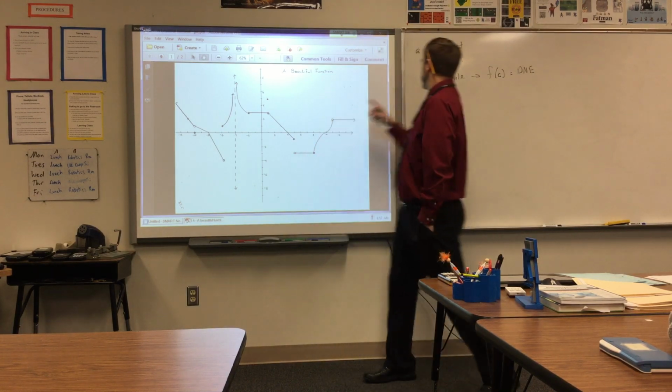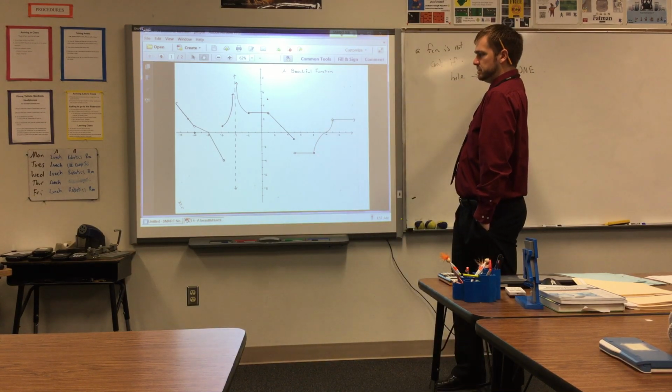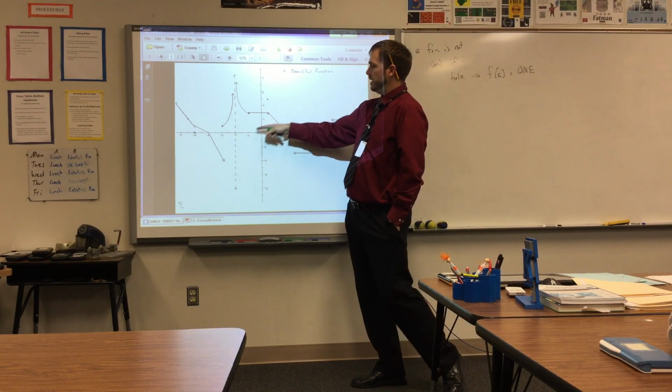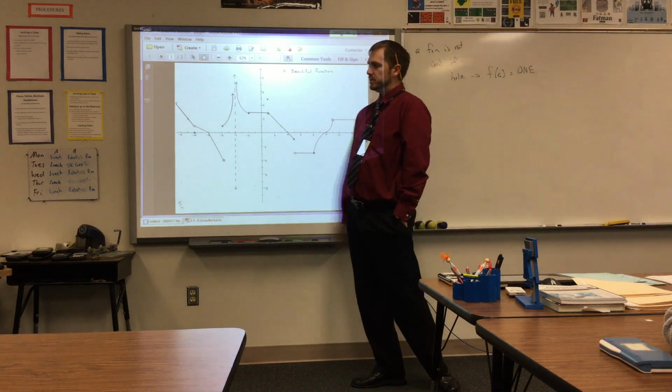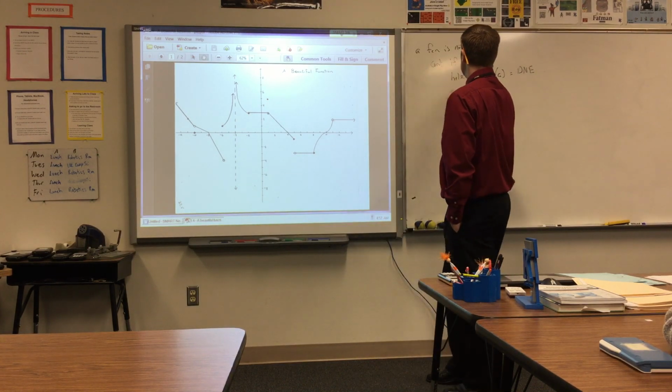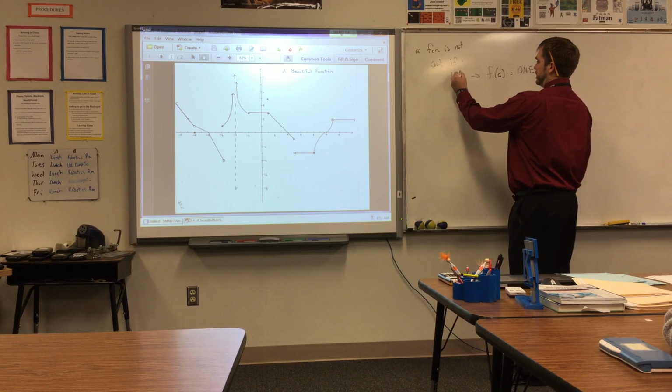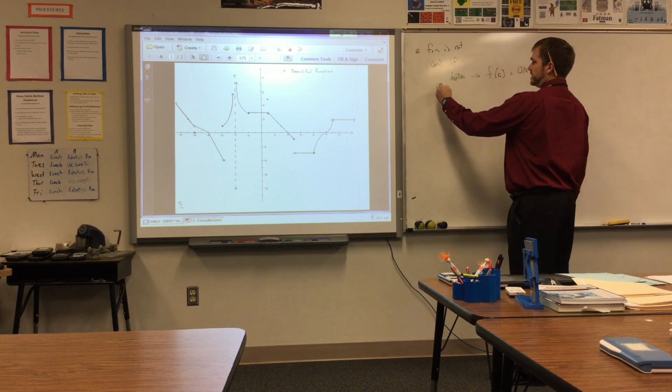Is there another place where f of a doesn't exist? -4 doesn't exist because there's an asymptote. Okay. So a function is not continuous if, like, there's a hole. Well, not necessarily a hole, but we would say something like the function doesn't exist there.